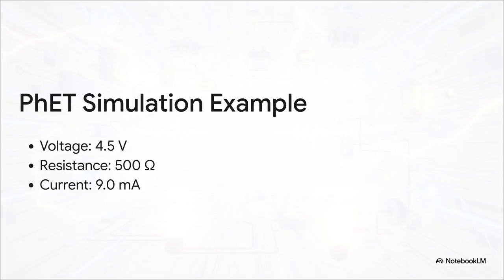Let's visualize how this plays out. Imagine you're sliding the controls in a circuit simulation. If you've got a 4.5-volt battery pushing against a resistor set to 500 ohms of resistance, you get a tiny current of 9.0 milliamps. If you bump up that voltage slider, the current goes up too. But if you increase the resistance, making it physically harder for those electrons to squeeze through, the current naturally drops. They are completely, perfectly interlinked.